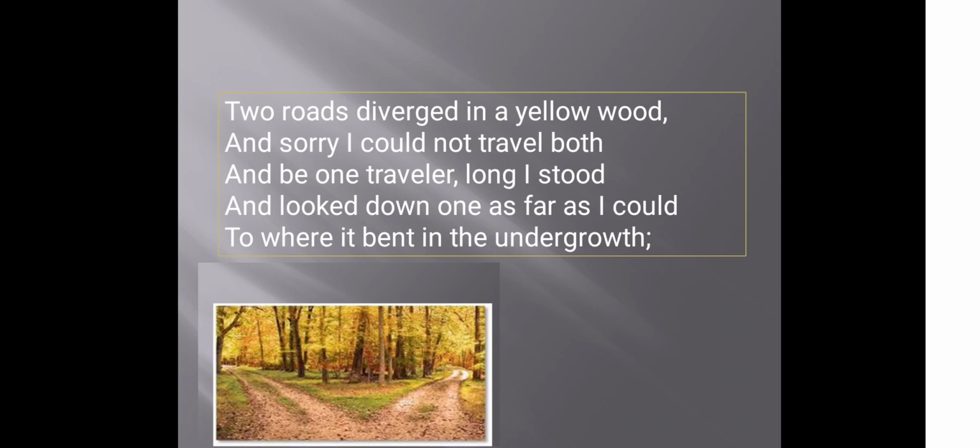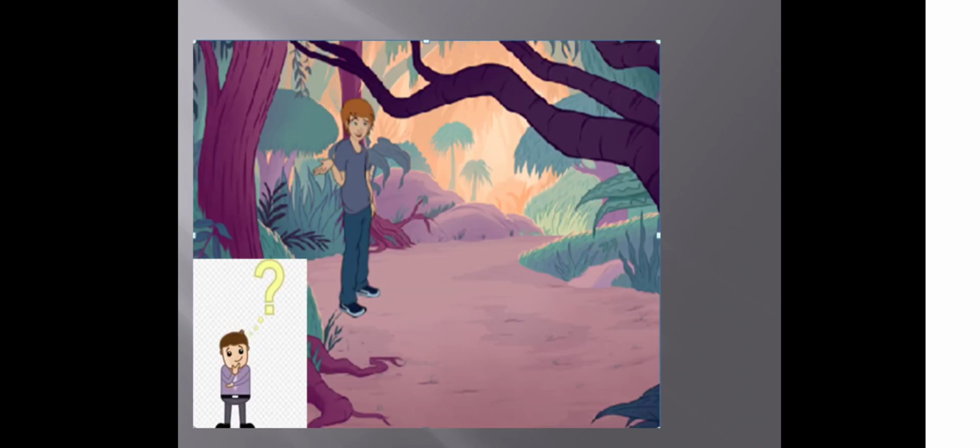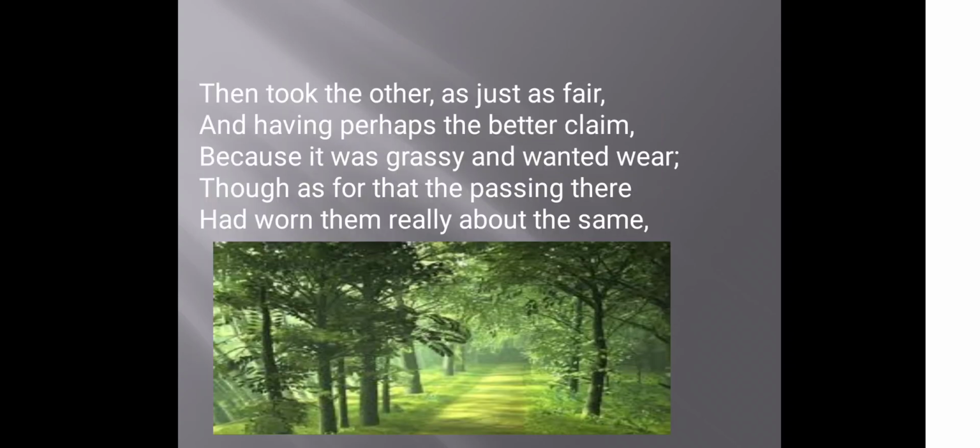And then he started looking as far as possible, because he thought that he could see where these roads were going. And so he was looking down, because the roads were bending in the undergrowth. And he was very confused which one he should take, this one or this one. Then in the next para he says, then took the other, just as fair, and having perhaps the better claim, because it was grassy and wanted wear.